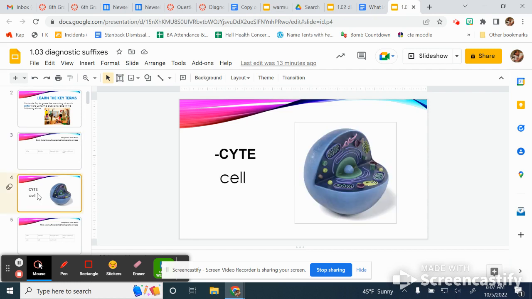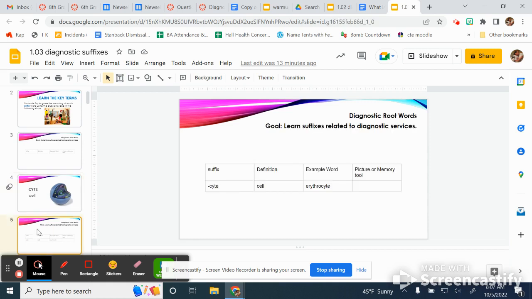Site means cell. There's a picture of a cell there that is round. Seventh grade, you'll learn soon. If a cell looks like it's round, it's an animal cell. If it has edges, it is a plant cell. Okay, so site means cell.